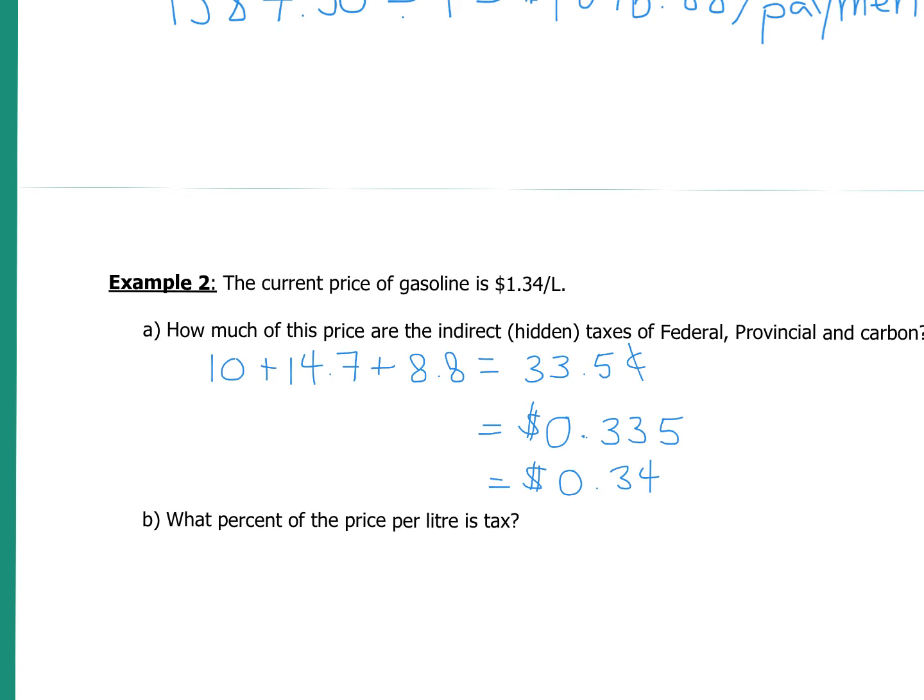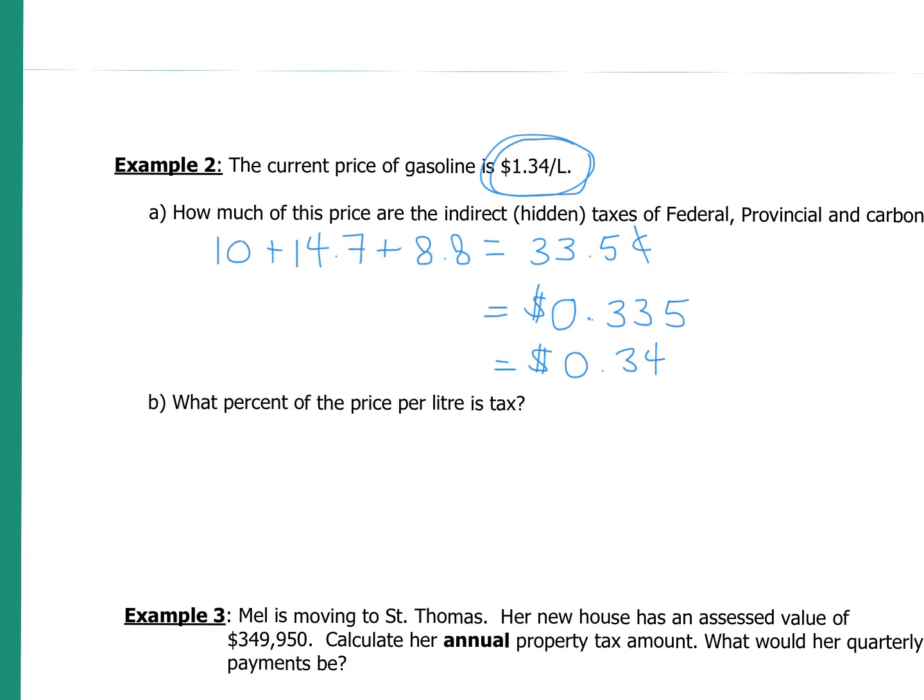Now it wants to know what percent of the price per liter is this tax. We know that the price per liter listed up here is the $1.34, and we know that 34 cents of that is taxes. We want to know what percent that makes up of the whole. Let me write out a little formula here. Percent is going to equal our tax, so we take the tax that we got and divide it by our total price.